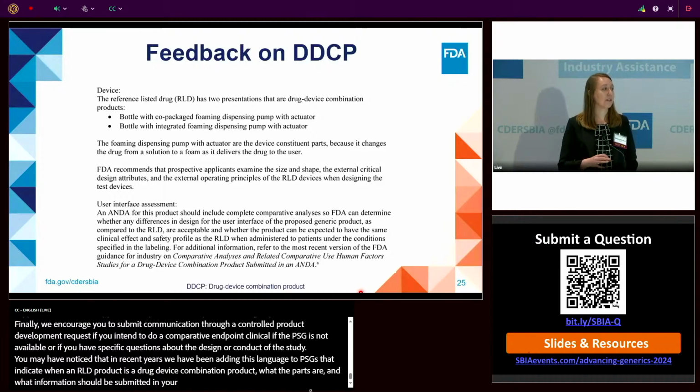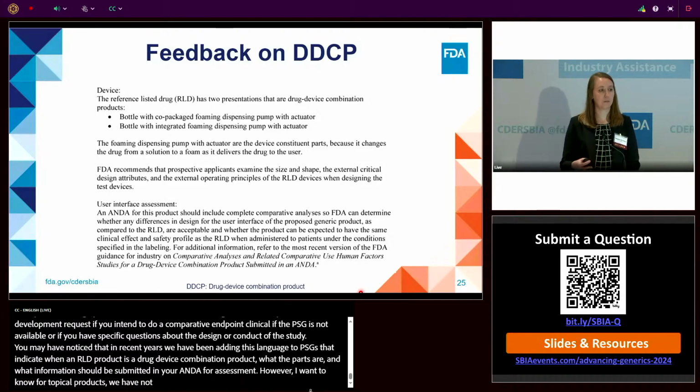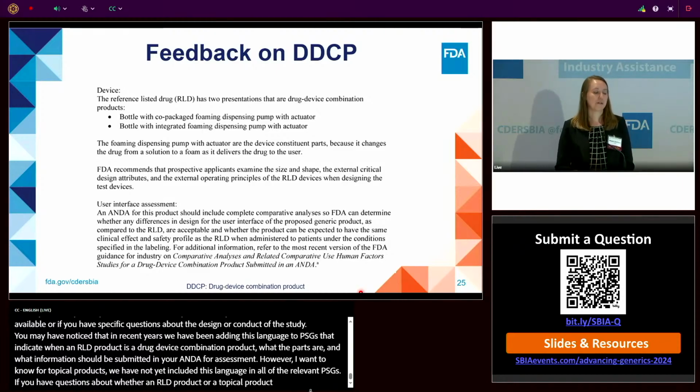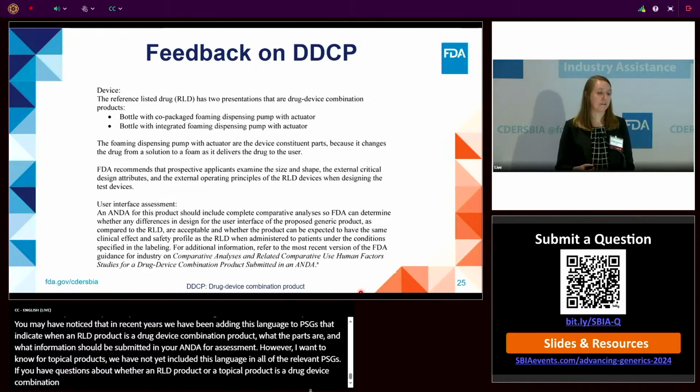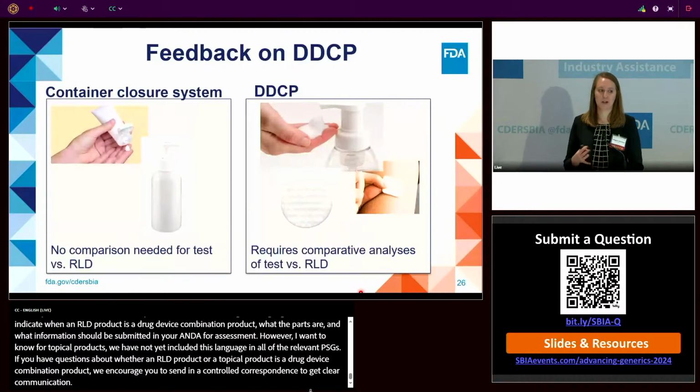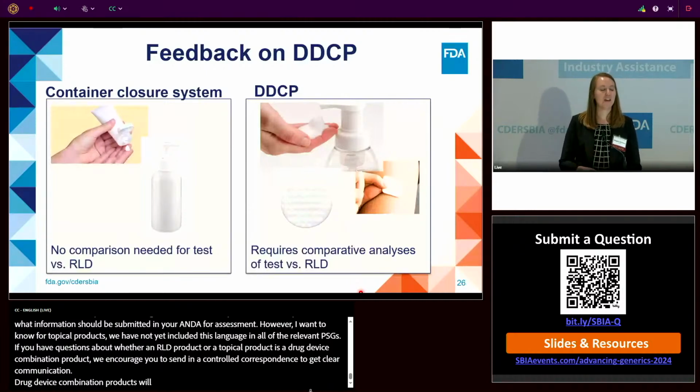However, I want to note that for topical products, we have not yet included this language into all of the relevant PSGs. And so if you have questions about whether an RLD product for a topical product is a drug device combination product, we encourage you to send in a controlled correspondence to get clarification. And drug device combination products will be discussed in more detail in session 4 this afternoon.